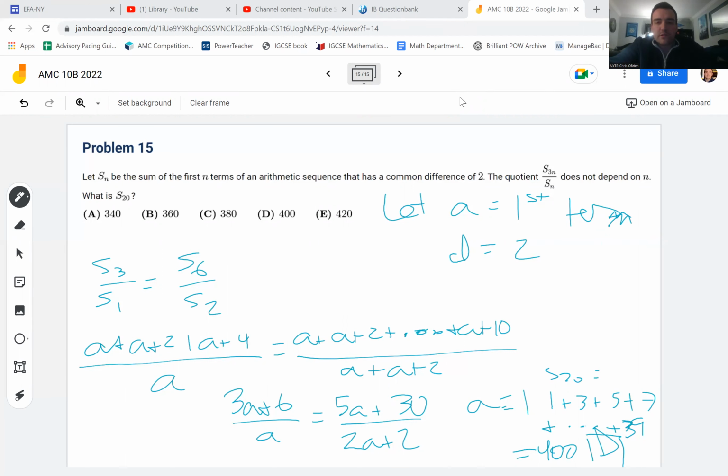The part where it says the quotient S sub 3n divided by S sub n does not depend on n, well, what that means is that no matter what n is, that would have to always be the same. That's the only way that it would not depend on n, is that it's always a constant value.